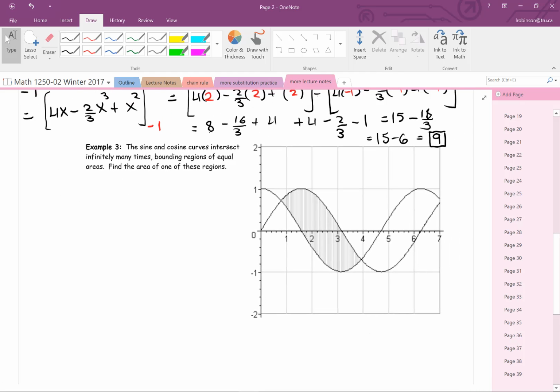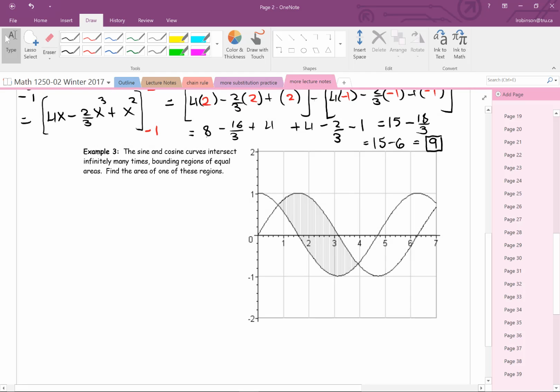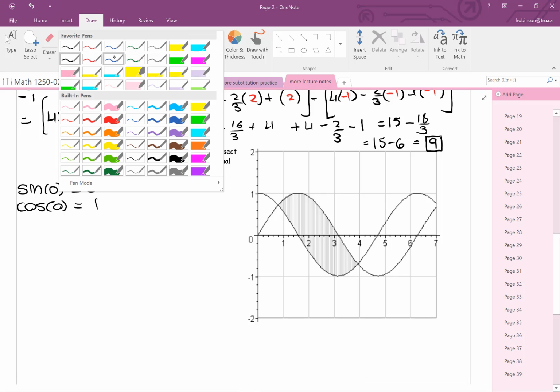So the next one, we've got the sine and cosine curves. They intersect infinitely many times, bounding regions of equal area. And we want to find the area of one of these regions. So if you're not sure which is which, remember sine 0 equals 0 and cosine 0 equals 1. You can do that on your calculator. Remember to be in radian mode, though in this case 0 won't matter. So this one here must be the cosine.